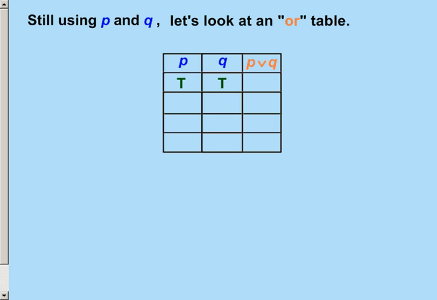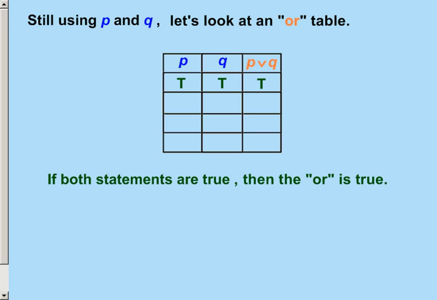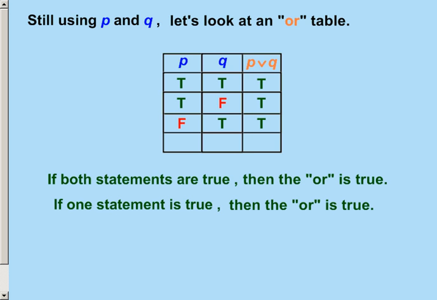Again, we'll start off with both P and Q being factual pieces of information, so both statements are true. That is going to lead you to a true OR statement. Just like before, now let's look at the situations where one or the other is a false statement, but the other one is true. And as we already said, in order for an OR statement to be true, all we need is any one piece of good information in the statement. So in those cases, the OR statements are both true.